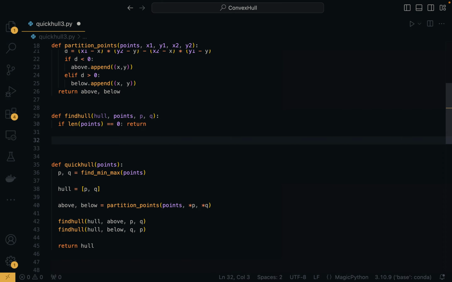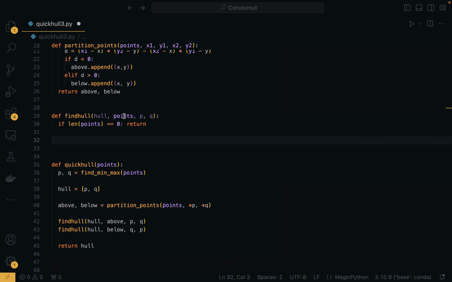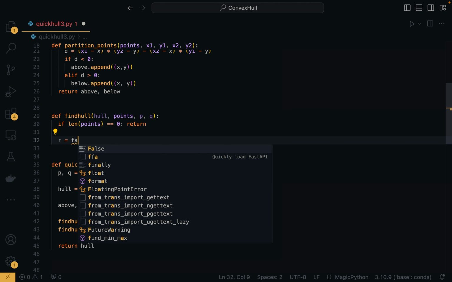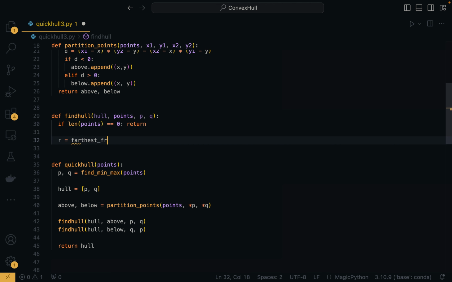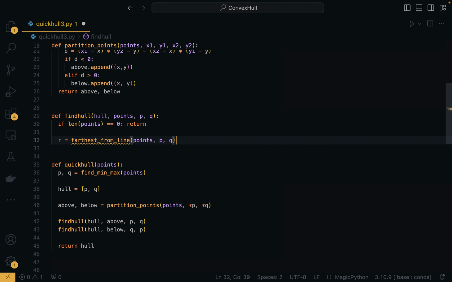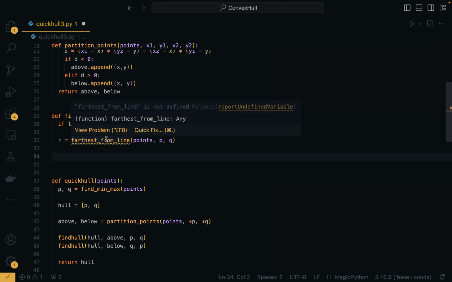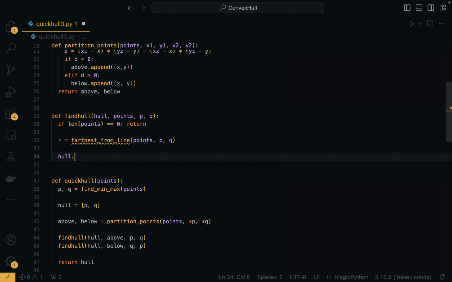Otherwise, if you recall from the algorithm, we needed to find this farthest point. So let's do that here. We'll say r equals farthest_from_line, and we'll pass in all the points, and this is the line segment defined by these 2 points. We'll define this function in a moment. But once we have that point, we can add it to our hull.